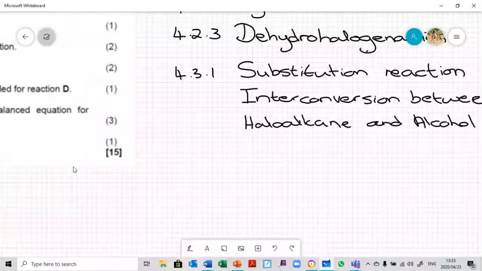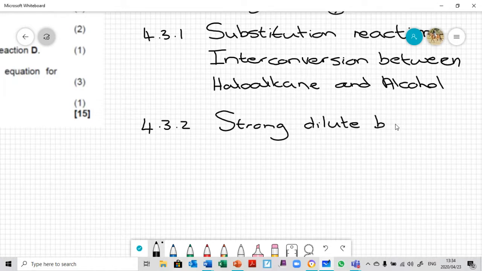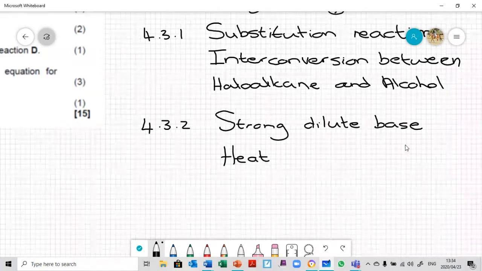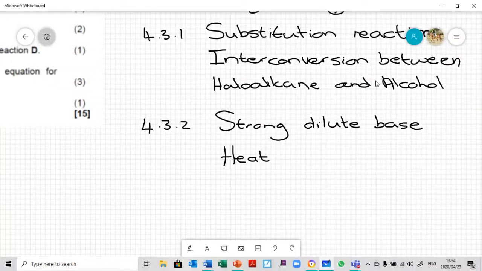You are going to say strong dilute base and heat. Okay. If you want to say to them that you're using aqueous sodium hydroxide, you're more than welcome to, okay? But I wouldn't, because they're asking for reaction conditions.